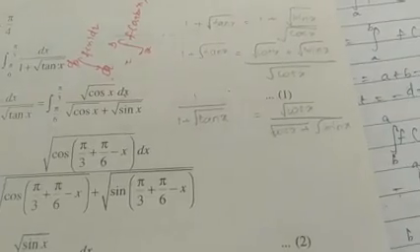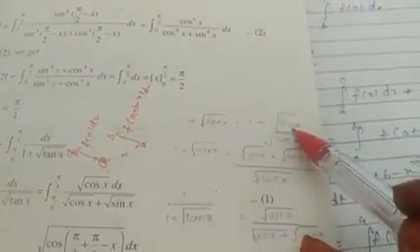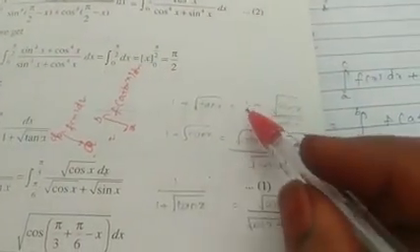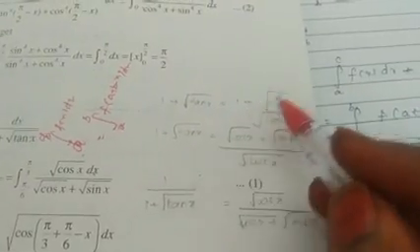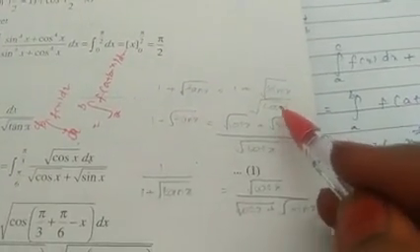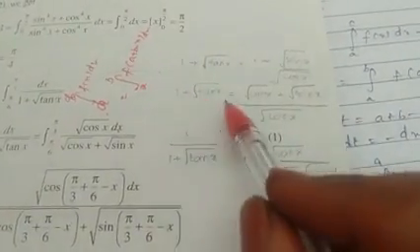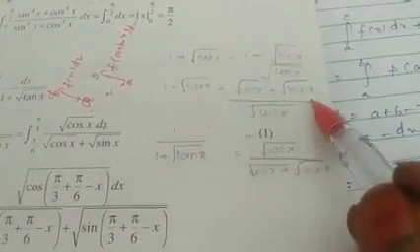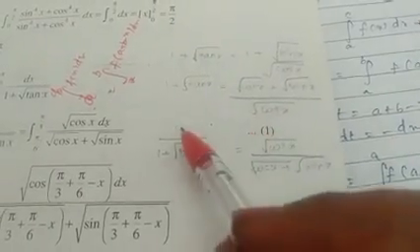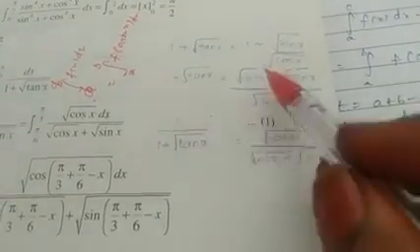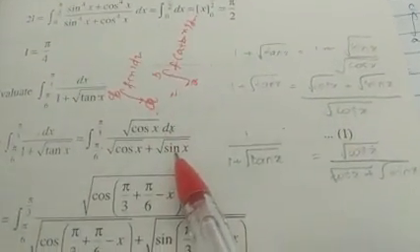Now, this root tan x can be written as root sin x divided by root cos x. Therefore, 1 plus root tan x can be written as 1 plus root sin x divided by root cos x. After that, take the LCM. Now, 1 plus root tan x is nothing but root cos x plus root sin x divided by root cos x. Therefore, 1 by 1 plus root tan x, you need to reciprocate and write. That's what they have written here.